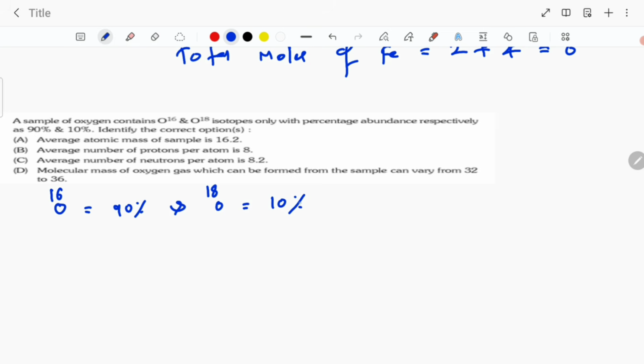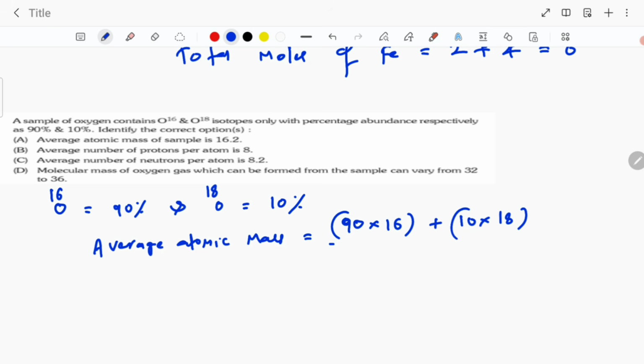Average atomic mass is given. No, average atomic mass. Okay, so here how do we find average atomic mass? Average atomic mass is equal to atomic mass of isotope 1, that is 90% here, into atomic mass 16, plus 10% into atomic mass 18, by total abundance 100. So average atomic mass here you will get 16.2. Average atomic mass of oxygen. Next.